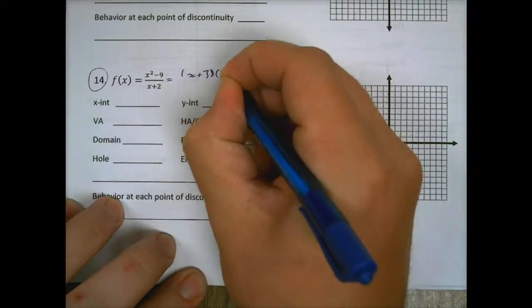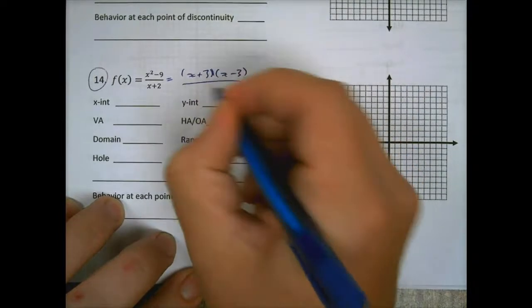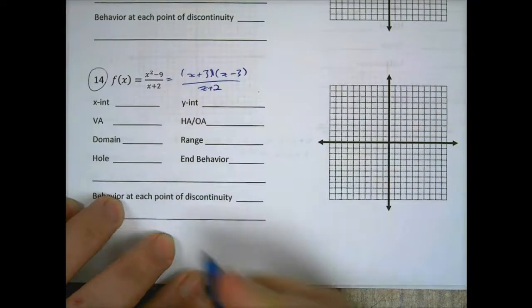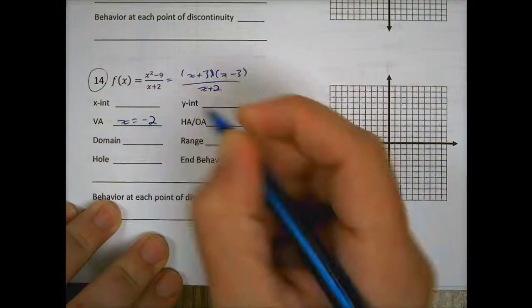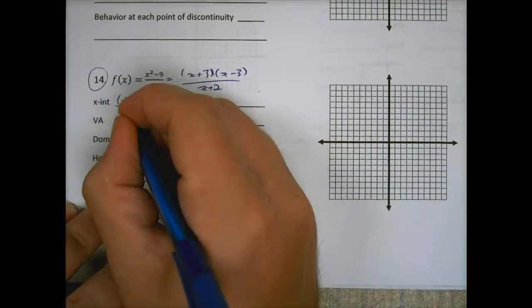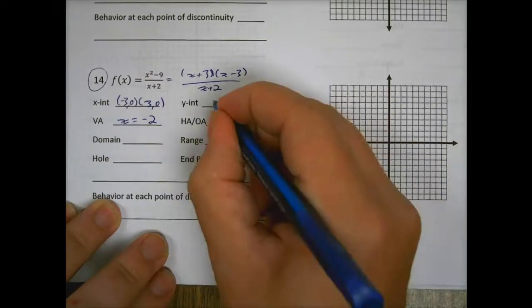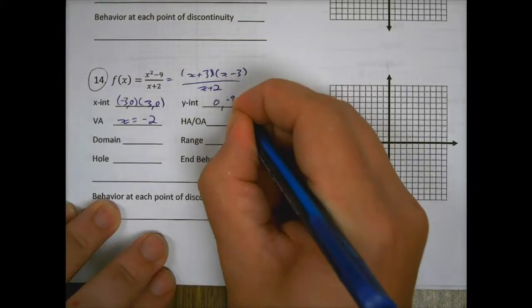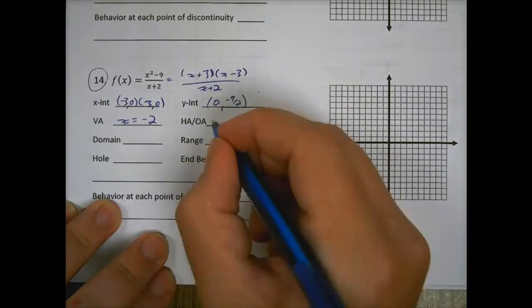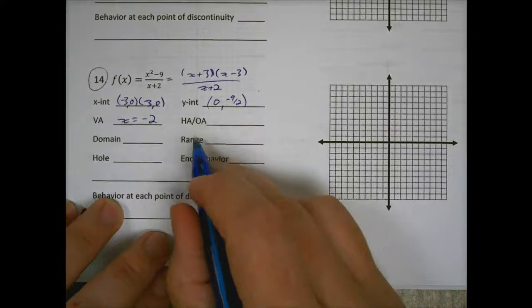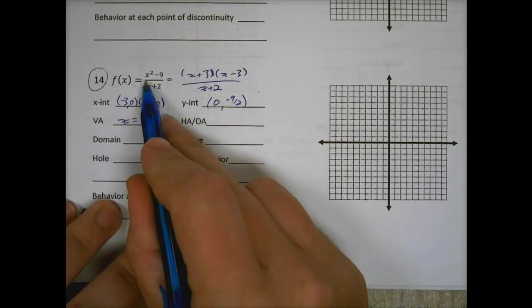So again, we have a quadratic in the numerator. I will factor that. The bottom will stay the same, which means I will have a vertical asymptote at -2. I will have 2 x-intercepts at 3 and -3. That's fine. My y-intercept will be (0, -9/2). Horizontal or oblique, it will be an oblique because notice we have our power higher on top.